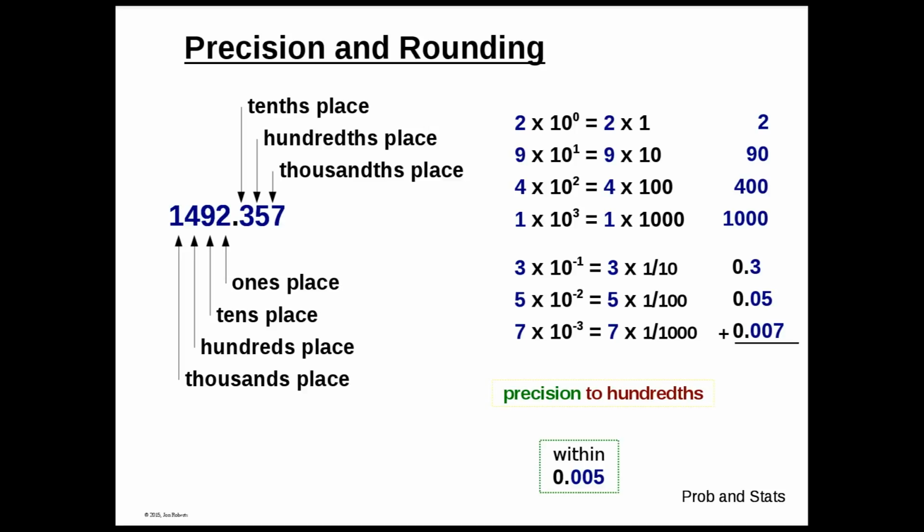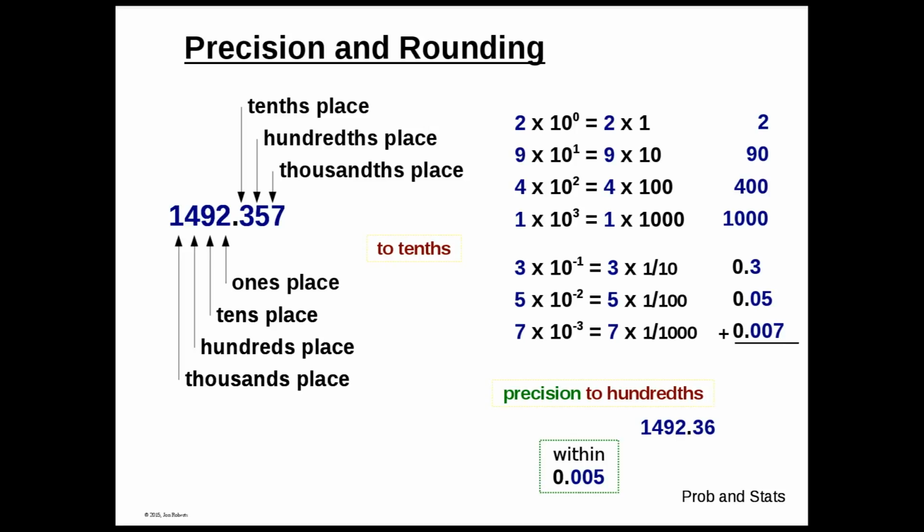In order to do that rounding, I look at the digit that comes after the hundredths place. There's a 5 in the hundredths place. The digit that comes after is a 7. Because the 7 is closer to the higher value, 0.36, than the lower value, 0.35, I would round this number to 1,492.36 to stay within 0.005 of the original number.